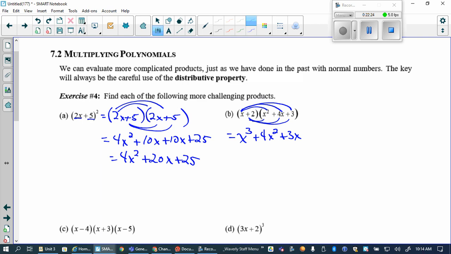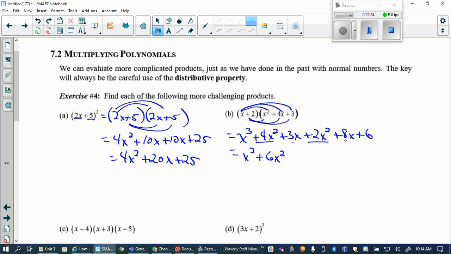Now what are we going to distribute? 2. Go ahead. 2x squared plus 8x plus 6. So same thing, just now it's a little less messy, right? And now we have some like terms to combine, don't we? So let's start with our highest one, x cubed plus 6x squared. Keep going.